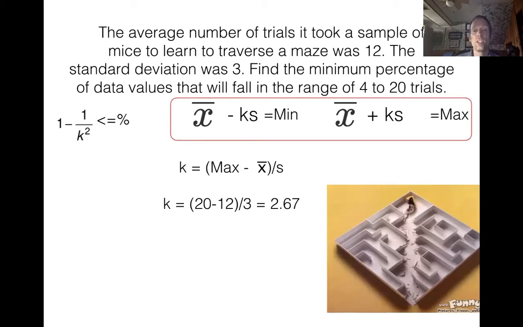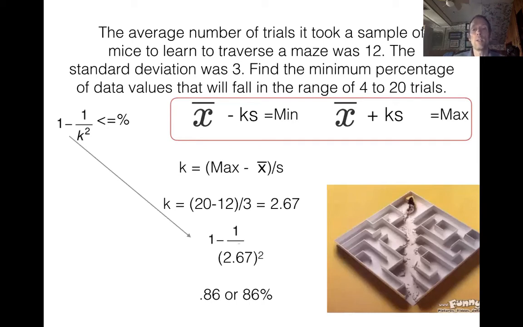So to finish things off, we're going to take our proportion formula, and now we're going to put in our value of 2.67, and we're going to get 0.86. So what this means is, when we're summarizing everything that we have, at least 86% of the time, it's going to take the mouse between 4 and 20 trials to be able to learn how to get through the maze.